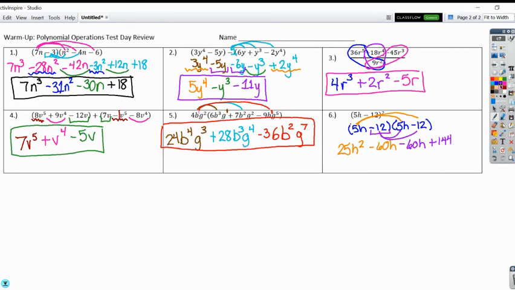We're going to go ahead and combine like terms. I happen to have a negative 60h and a negative 60h. That's negative 120h, but I also keep the positive 144. Bring it down, it doesn't have like terms. Keep that 25h squared. It doesn't have any like terms with us. So this is our simplified answer.